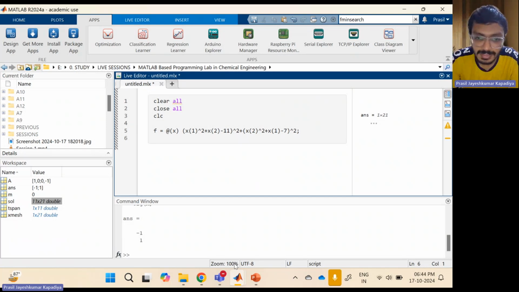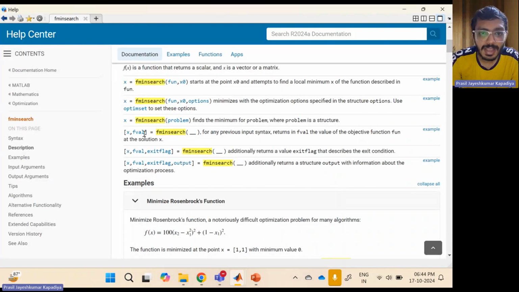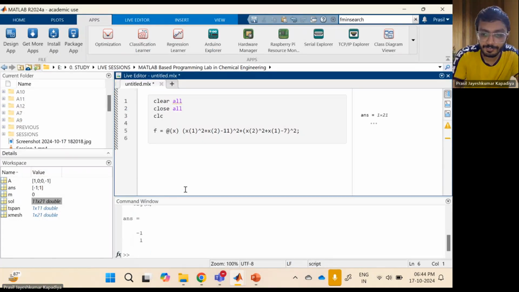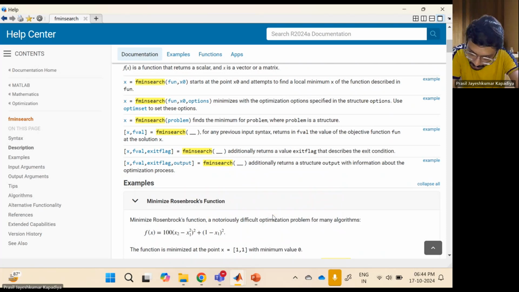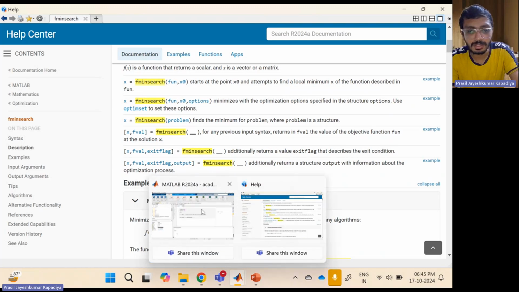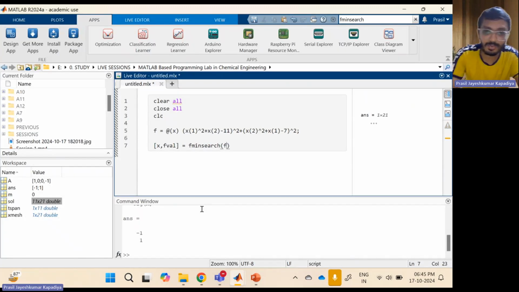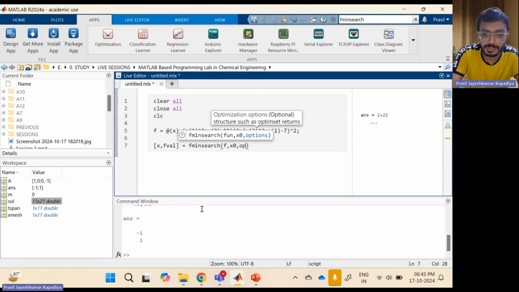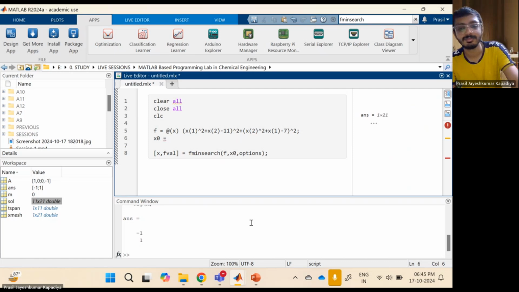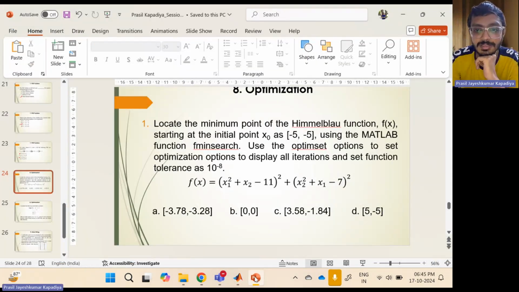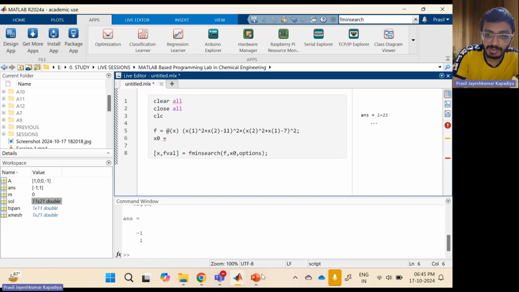Now, what is the syntax for fminsearch? x comma f value is equal to fminsearch, then it is function, x0, options. So my function is f, x0 and options. So let's first define x0, that is minus 5, minus 5. Okay, so I will write it down.